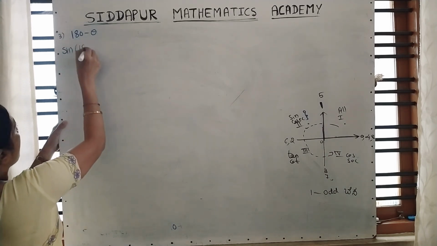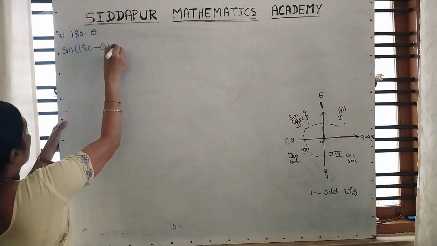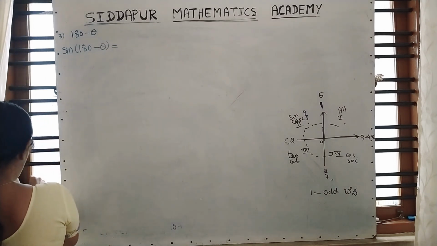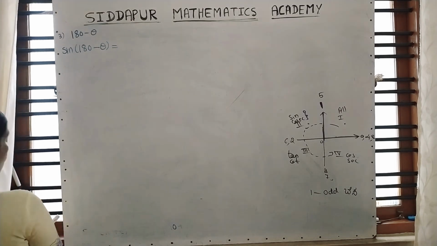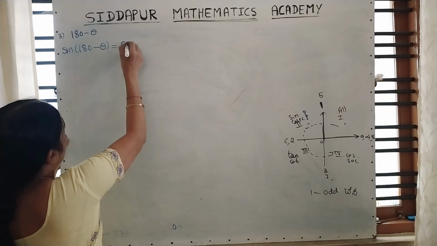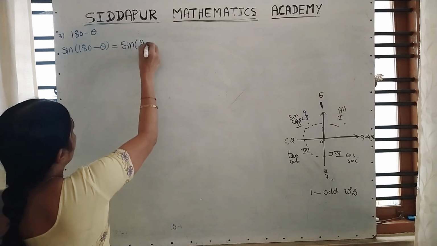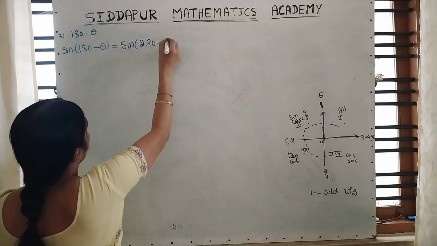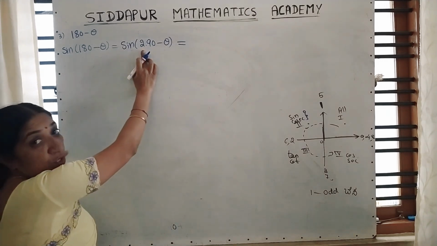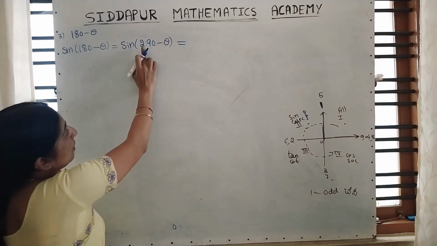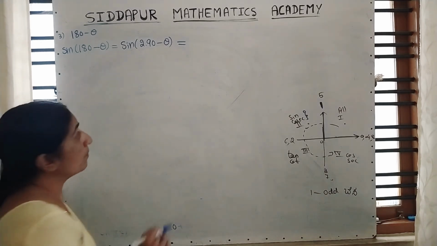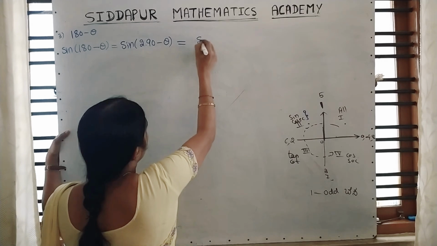Sin 180 minus theta. How do you write it? How do you split 180? 180 is split as 2 into 90. Remember, everything should be in terms of 90. So 2 into 90 minus theta. First see the coefficient. Coefficient is 2. If the coefficient is an even number, sin remains sin.